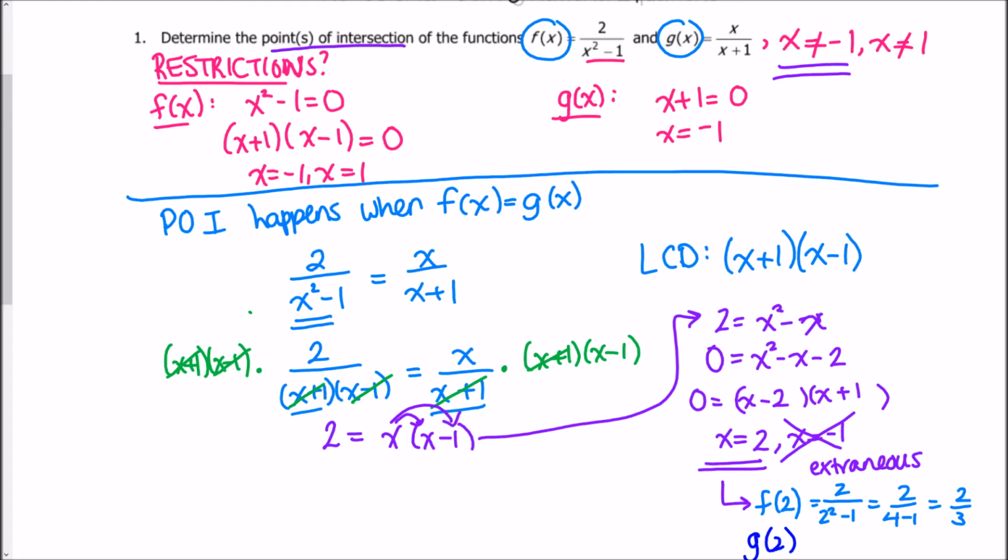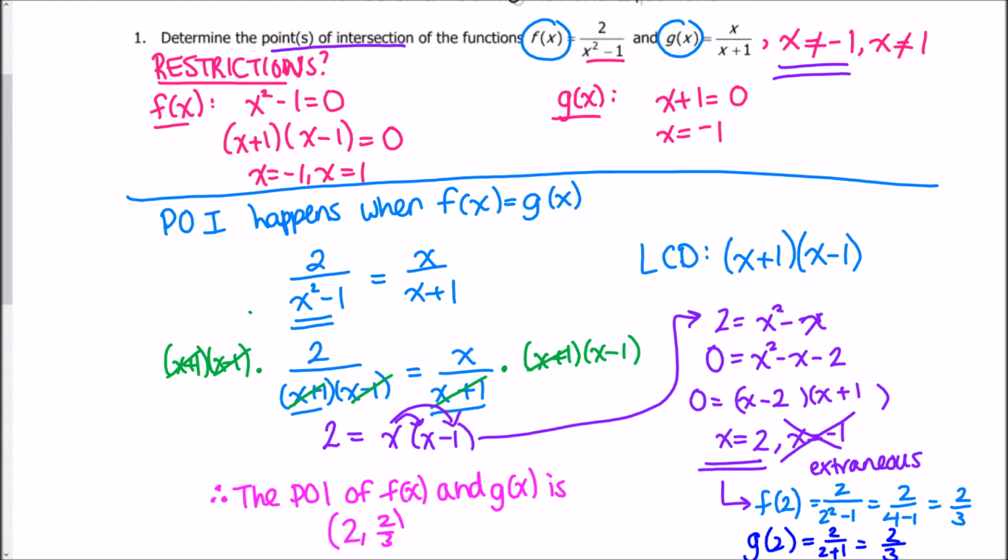Okay? And then for g of 2, I'm going to do x over x plus 1, so it'll be 2 over 2 plus 1, or 2 over 3. So either way, we get that our y value is 2/3. So now all we need to say is, therefore, the point of intersection of f of x and g of x is at the coordinate (2, 2/3). And that's my final answer.